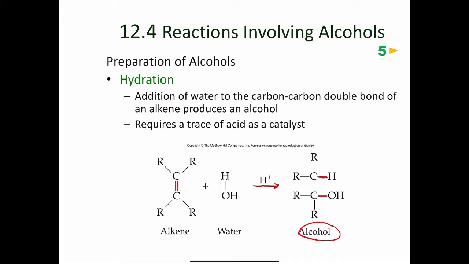And of course, if you were looking at an unsymmetrical alkene, you would have to be able to identify both the Markovnikov and anti-Markovnikov products that we saw in chapter 11.